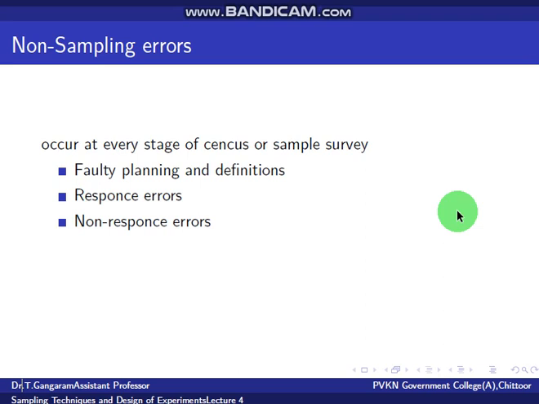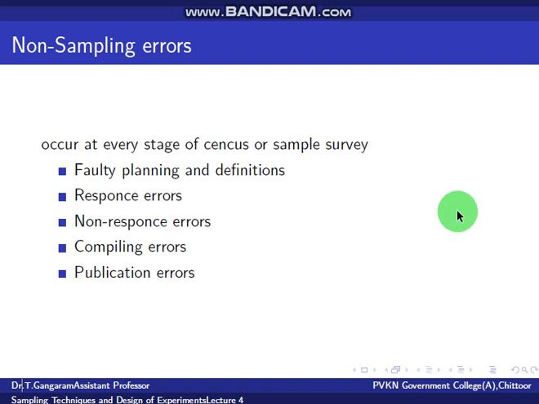Next error is compiling errors. Various operations involved in the data processing are a big source of error. For example, editing and decoding, tabulation and summarization of data obtained in the survey contribute some error to the estimates. These errors can be controlled by proper verification and checks.